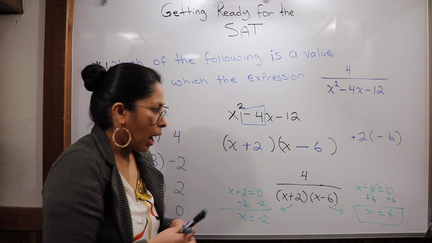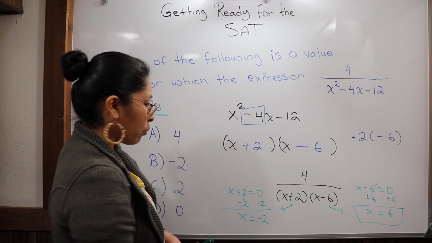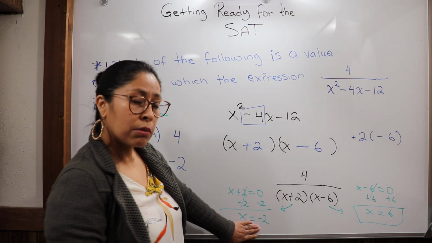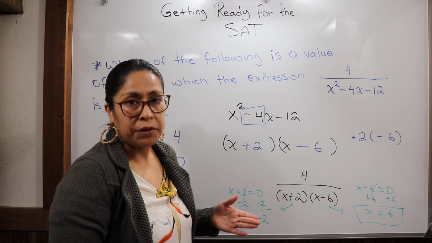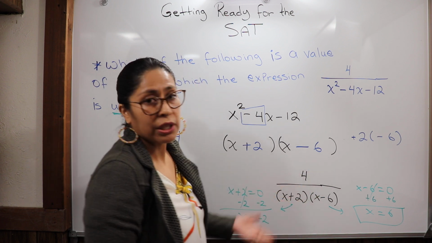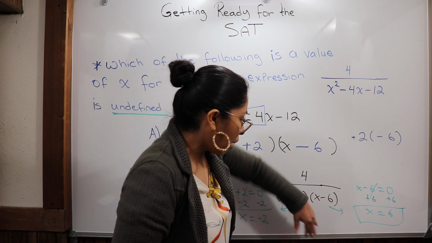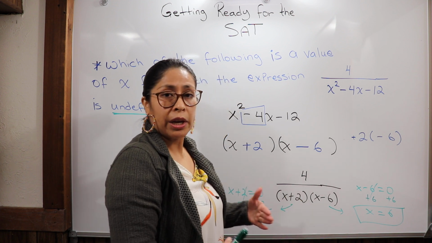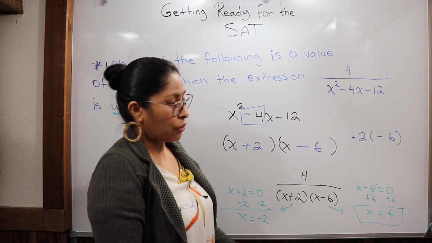So now, how are we going to check this? By going back here and plugging it in. When x equals negative 2, negative 2 plus 2 is 0. So in that case, you're going to have a 0 right here, so the fraction is going to be undefined. We're going to do the same with the other one. If x equals 6, 6 minus 6 is 0. And every time that you multiply a number times 0, it's going to be 0. So it's going to be undefined.